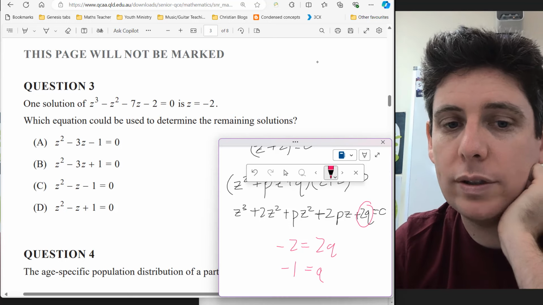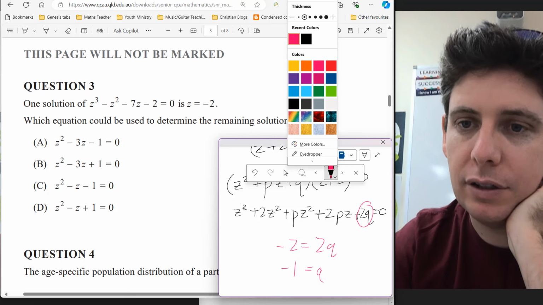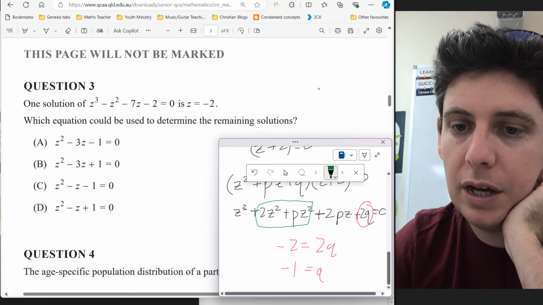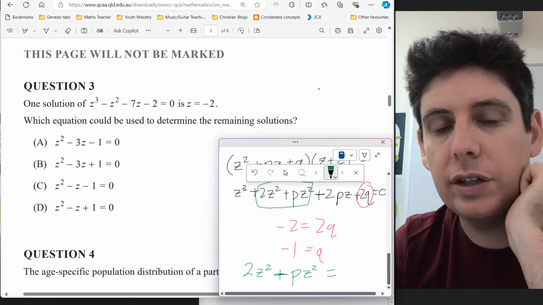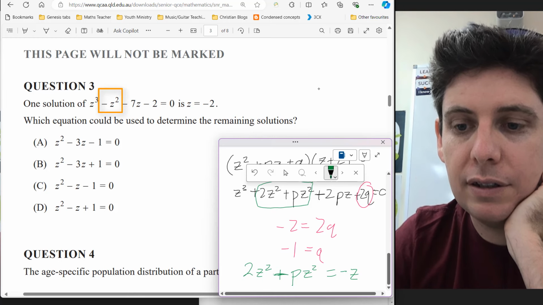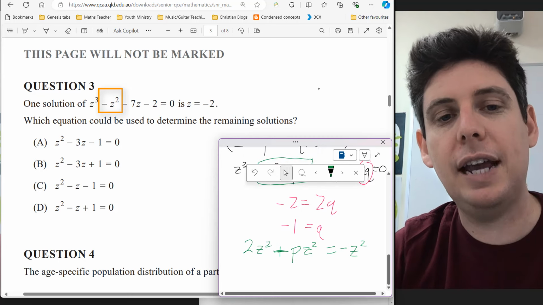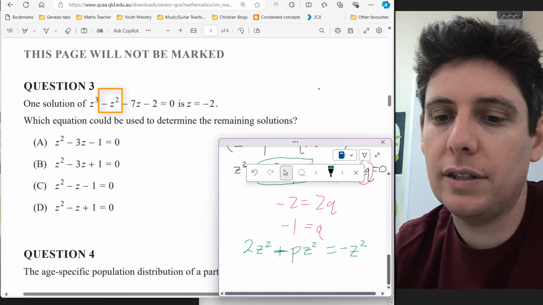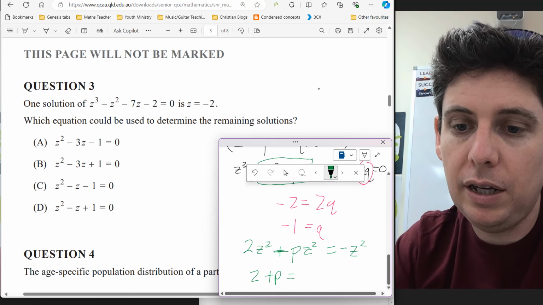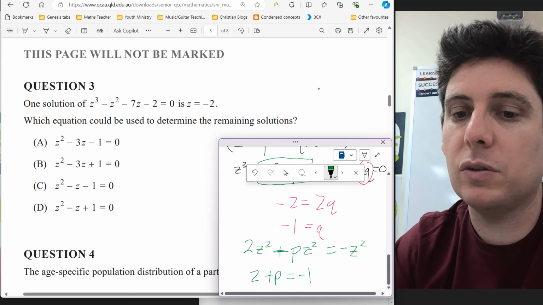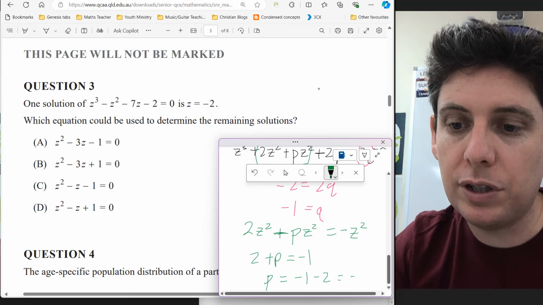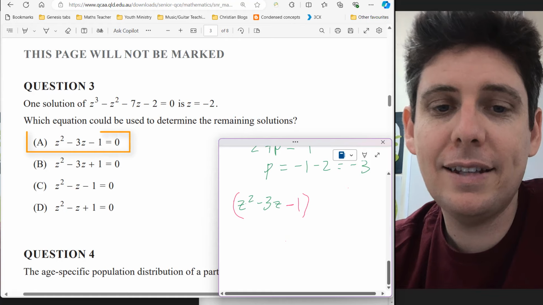So it could be A or C. And now we need to find what p is. So let's have a look at something that has a p in it. So this part here equals, if you look at the original cubic, negative z squared. We're just looking at sections of the original, just looking at the z squareds in each. That means 2 plus p equals negative 1. If we divide everything by z squared, you're left with p equals negative 1 minus 2, which is negative 3. So the answer is A.